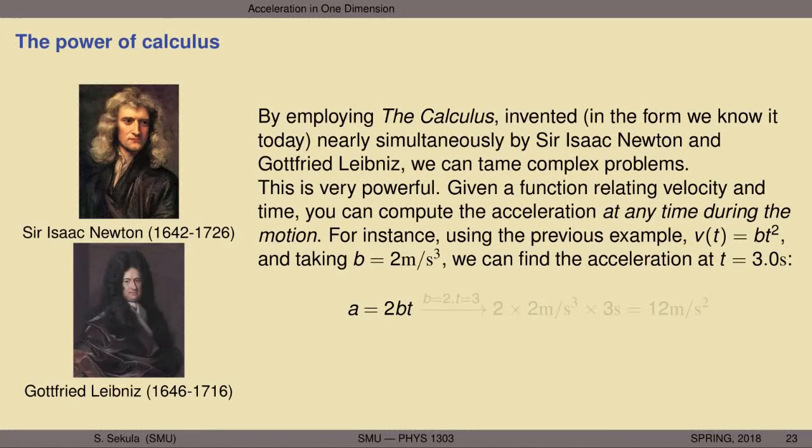We can answer the question. We know that acceleration equals 2 times b times t. And if we plug in b equals 2 with units of meters per second cubed and t equals 3 with units of seconds, we can then do the remaining mathematics at this point. Multiply 2 times 2 times 3. We have 4 times 3, which is 12. And the final answer is 12 meters per second squared.